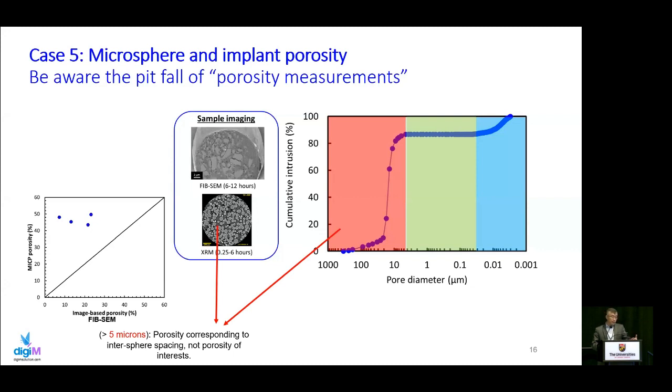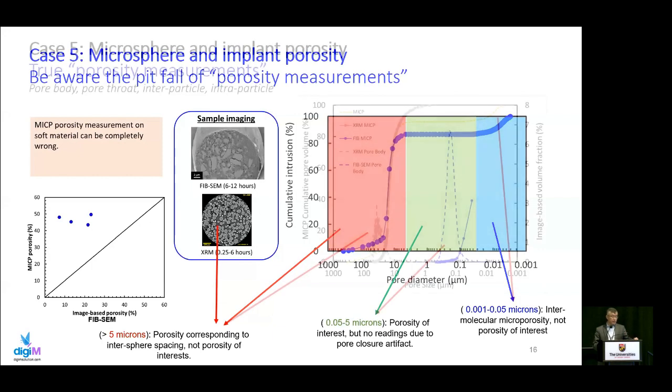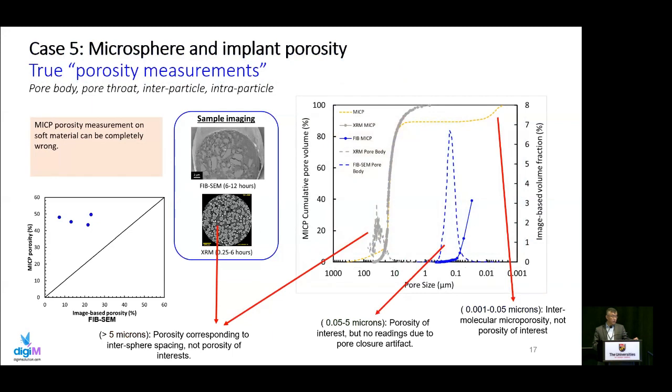We also look at the final leg of this porosity measurement. That's a few nanometers, right? So these are the pores that are likely associated with the intrapolymer space, right? Nanometer size pores, molecular space. So that's probably also not very interesting for our purpose. And then these are actually the porosity of interest, but mercury did not have any meaningful reading. So MICP porosity measurement on soft material can be misleading. And these are actually some additional study. I may not have time to dive into it.